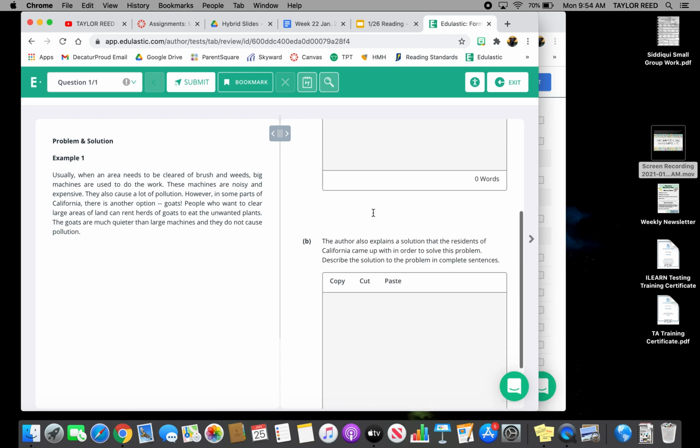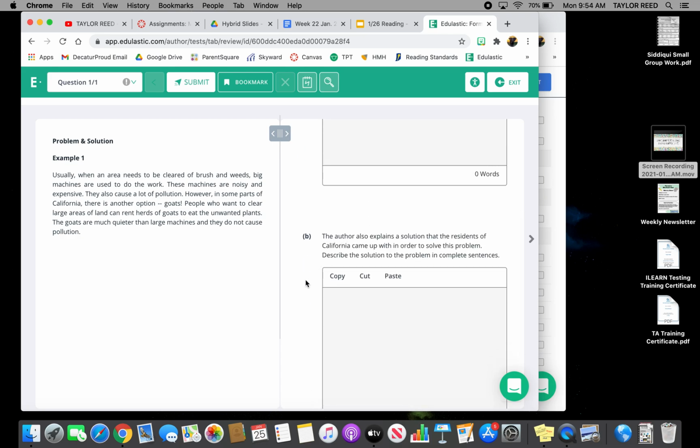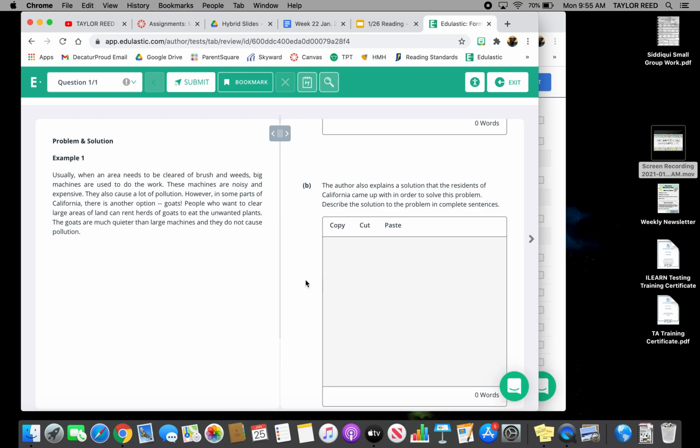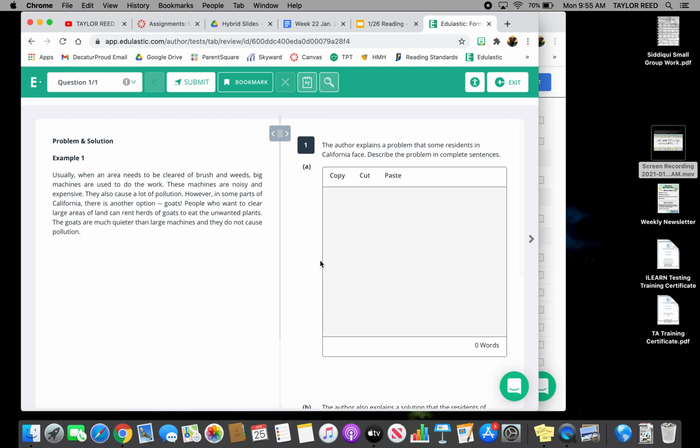Part B says that the author also explains the solution that the residents of California came up with in order to solve the problem. Describe the solution in complete sentences. Again, 2 points, 1 point for the correct answer, 1 point for complete sentences. So altogether, this assignment is 4 points. If you have any questions about this in particular, please let me know.